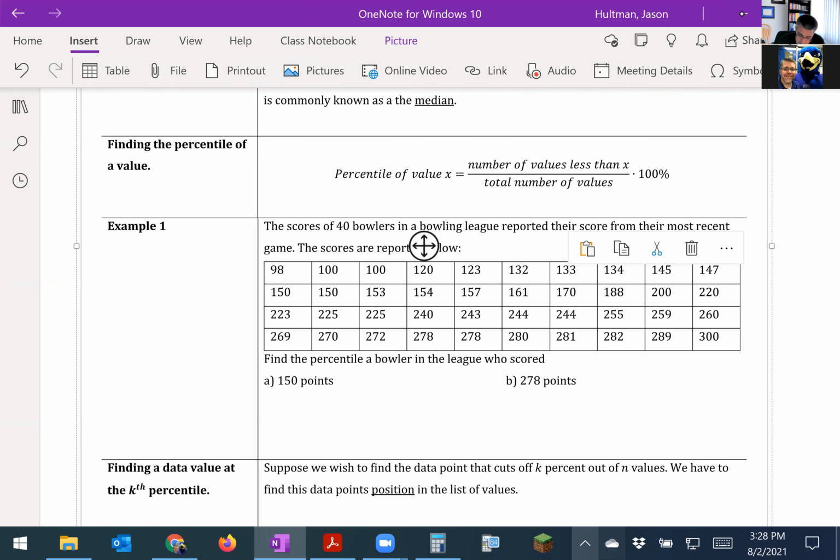Okay, finding the percentile of a value. Percentile of value is the number of values less than X divided by the total number of values times 100. Okay, that'll give me my percentage.